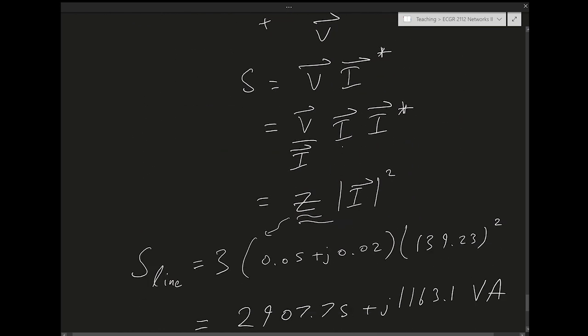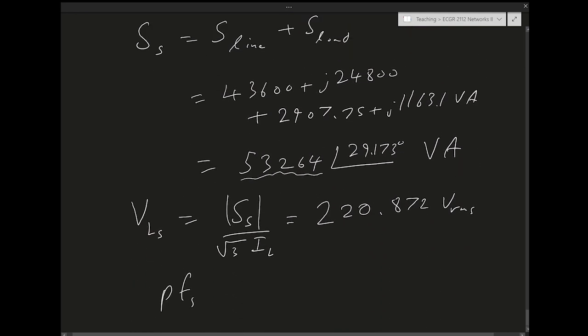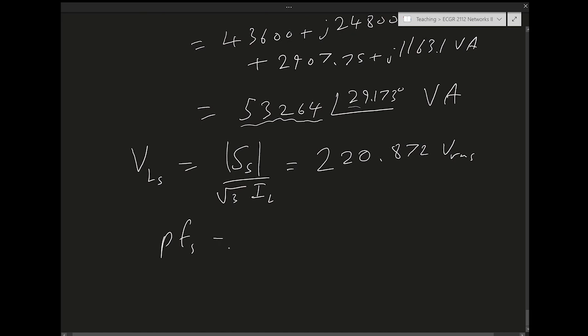Okay. What about the power factor at the source? Well, the power factor is the cosine of the angle of S. Right, so it's going to be cosine of 29.17 degrees. The angle is positive, so it's going to be lagging. So the power factor at the source is going to be 0.873 lagging.